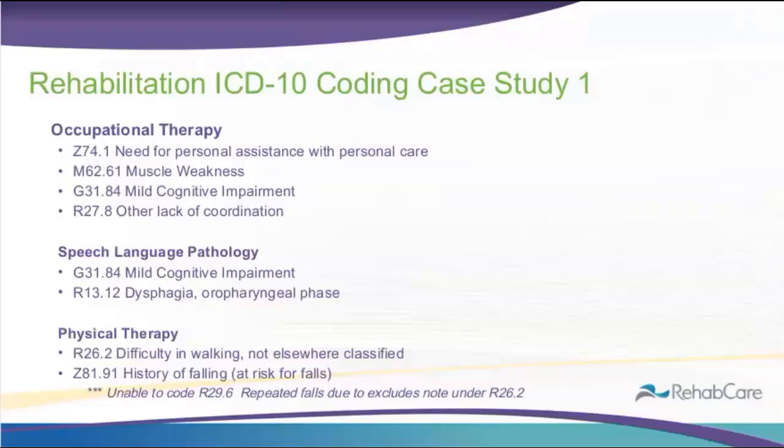Physical therapy coded R26.2, which is difficulty in walking, and they did Z91.81, history of falling, at risk for falls, because when they did their evaluation, they determined that he had had falls and he was a risk for a fall. They did not code, this is one of the excludes notes in the ICD-10 manual, R29.6, which is repeated falls, because of the exclusion note under R26.2 that you can't code R26.2 and R29.6 together because of the excludes note.